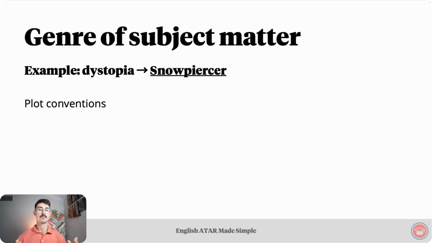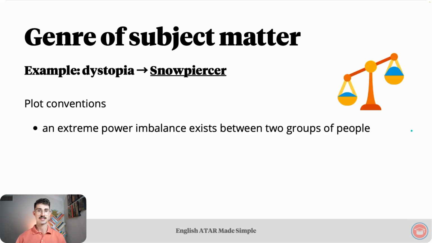What typically happens in the plot of a dystopian text? An extreme power imbalance exists between 2 groups of people. In Snowpiercer, the elite live in the front end of the train and the poor live in the tail end.